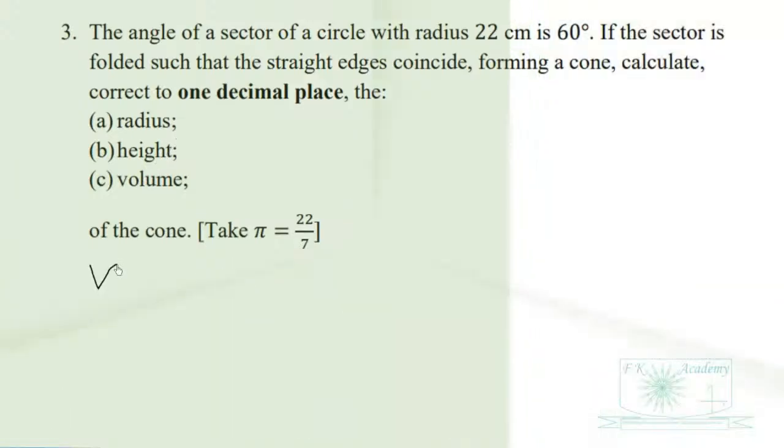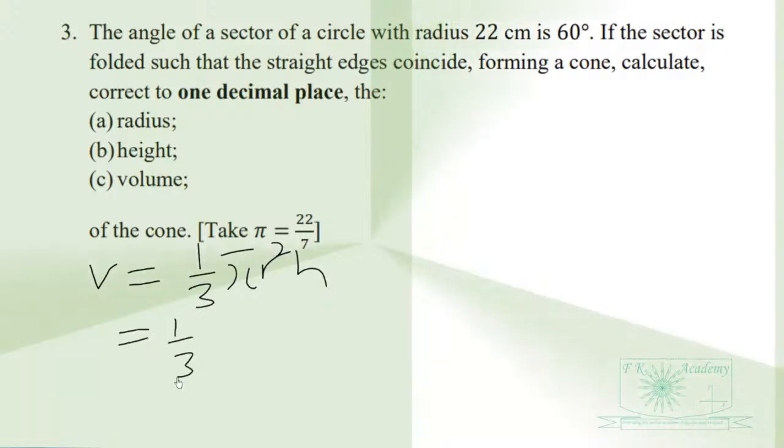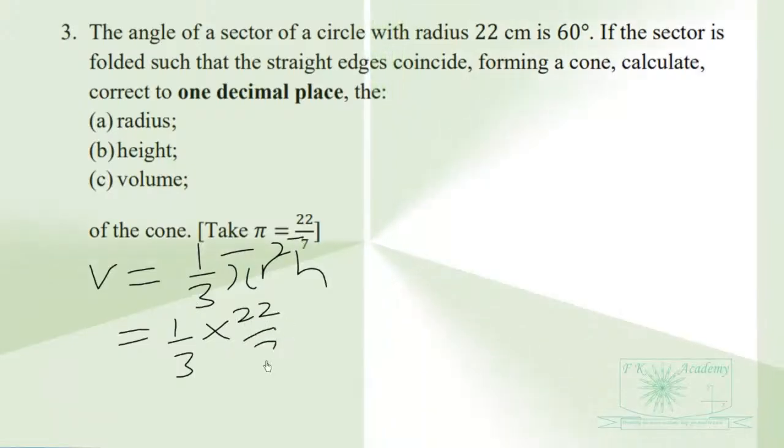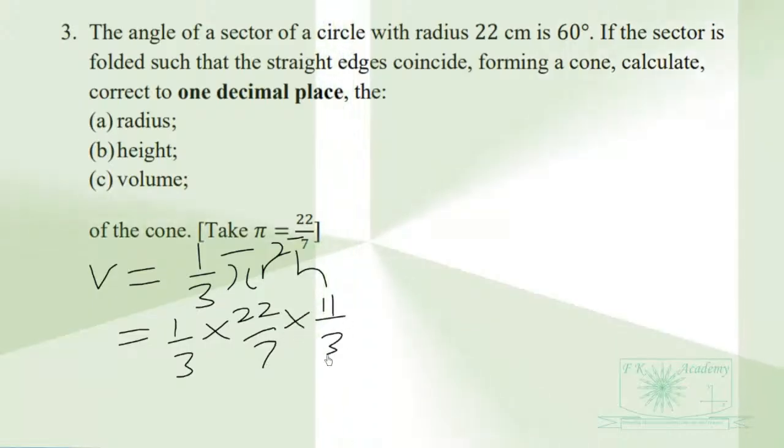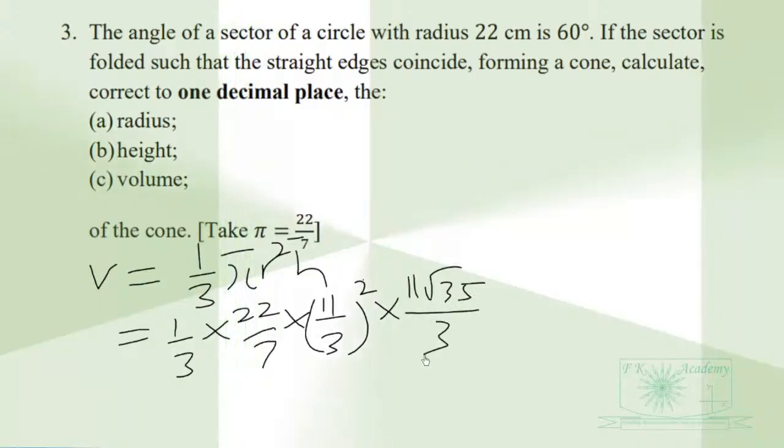So we know that volume of cone is given by 1 over 3 pi r square h. So that will give us 1 over 3 times pi, which is giving us 22 over 7, times 11 over 3 squared, the radius we found, times 11 root 35 over 3. So that was the value we found for h, and this was the value we found for r.